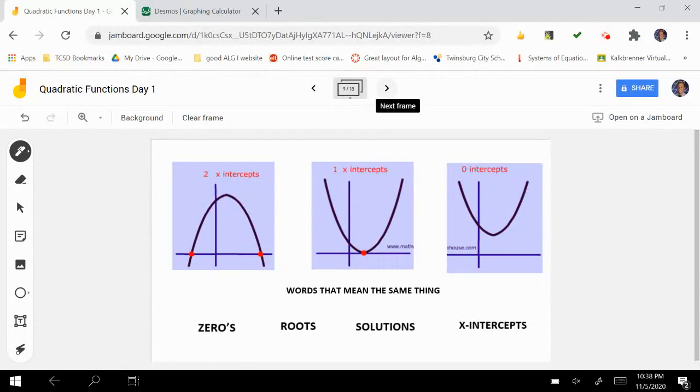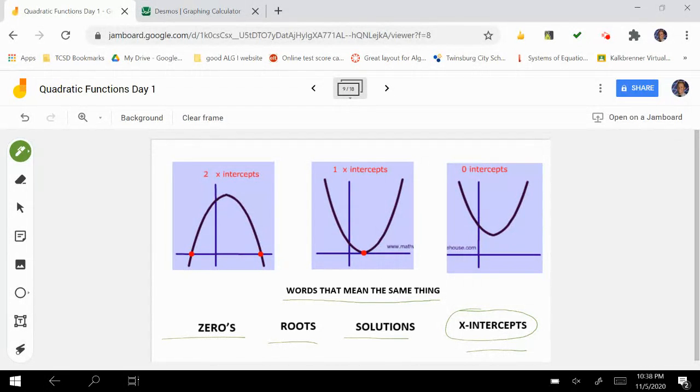It gives us a free point, maybe 2 free points. However, what we're really going to be paying attention to is that word in the bottom right here, the x-intercepts. What is the x-intercept? Where it crosses the x-axis. So if you look here, I also said words that mean the same thing. You're going to hear zeros. You're going to hear roots. You're going to hear solutions. You're going to hear x-intercepts. So those 4 things are synonymous with the answer for quadratic functions.